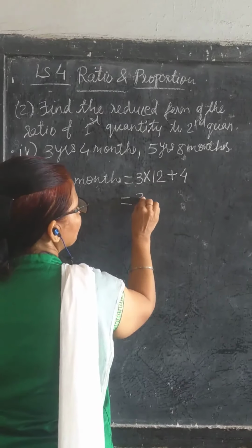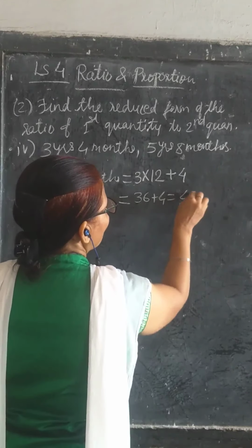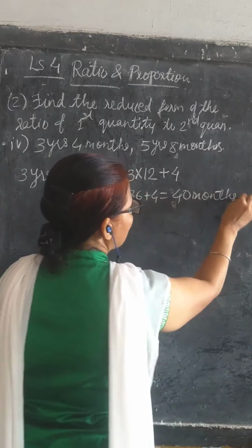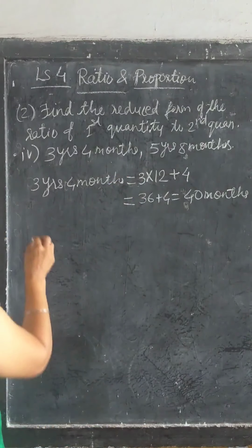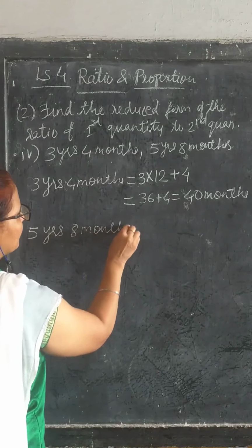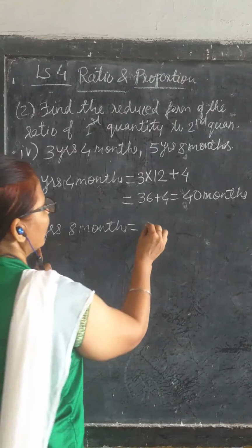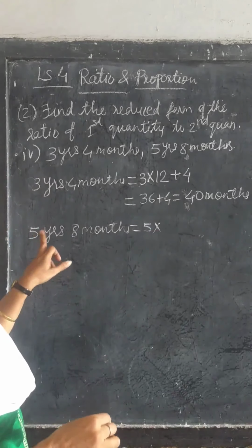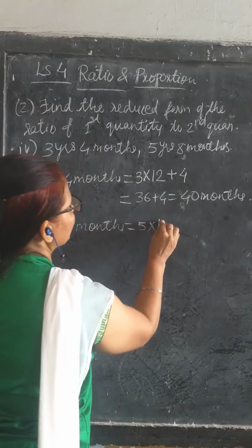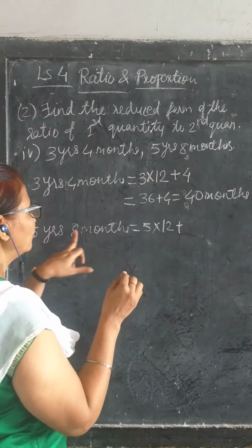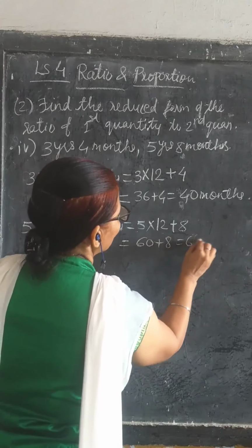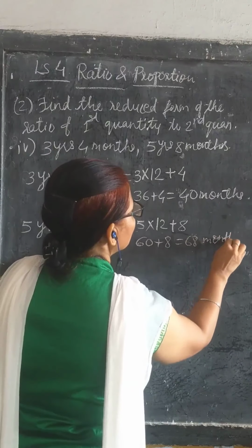Now simplify. 12 3s are 36 plus 4 is equal to what? 40. 40 months. Now let's write the second quantity. Second is 5 years 8 months. Here again this 5 years we convert into months, and in 1 year there are 12 months. So this 5 you will multiply with 12, and this 8 is already in months, so this you have to add and simplify. 12 5s are 60 plus 8 is equal to 68 months.